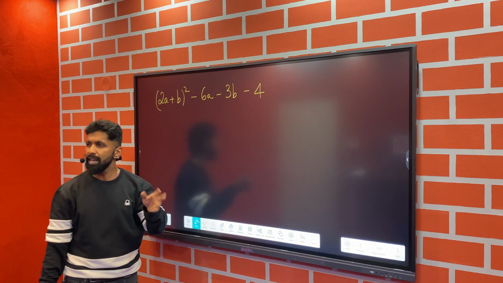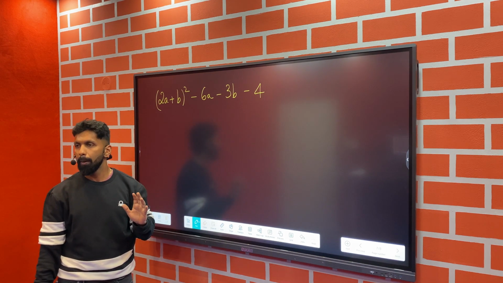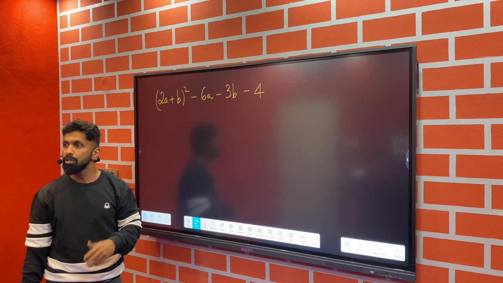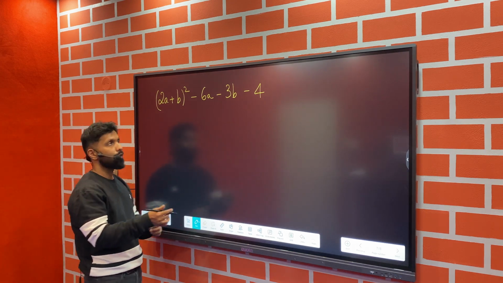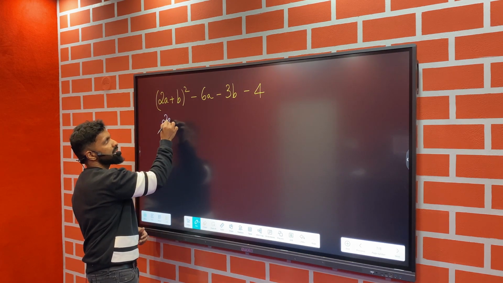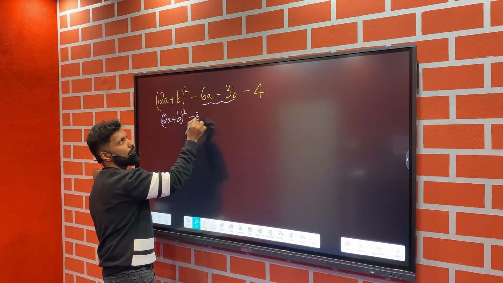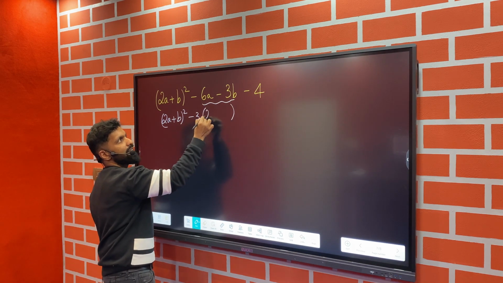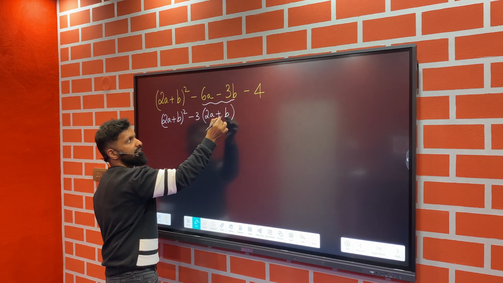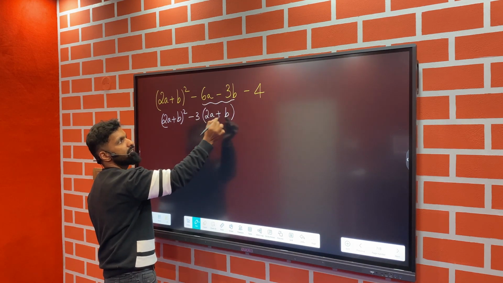Okay, so something is telling me that it must be quadratic in form. But then again, it's not in the standard form. So what do I do? I arrange it in the standard form. So I write 2a plus b, the whole square. From these two terms, can I remove minus 3 common? So I again have 2a plus b, guys. Minus into plus is minus 3b, right?